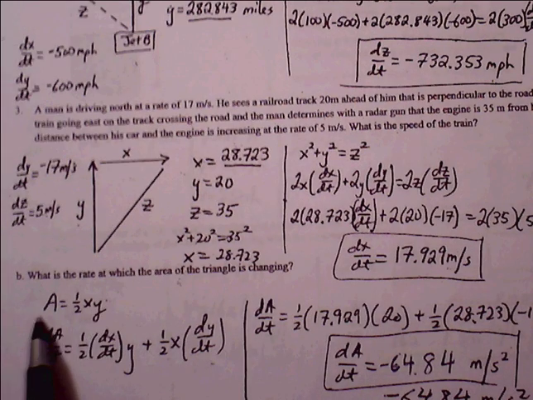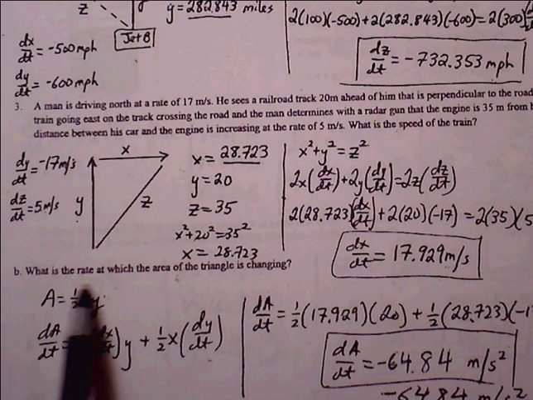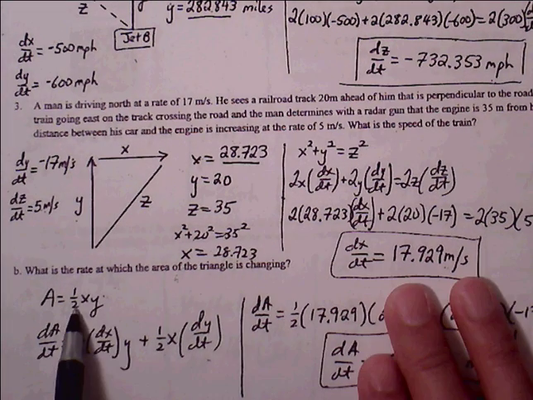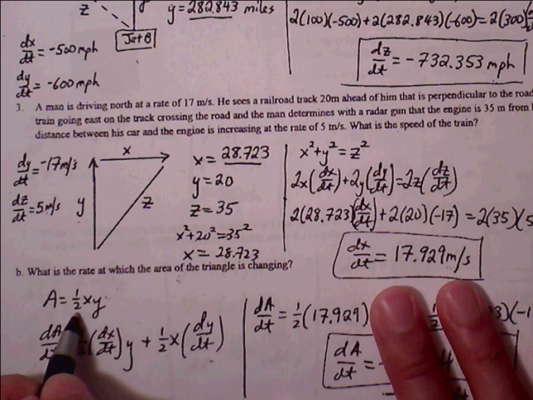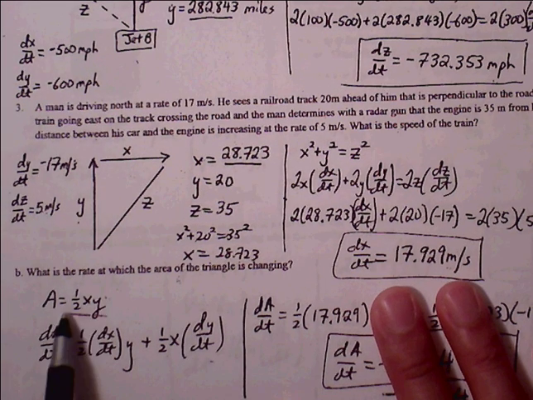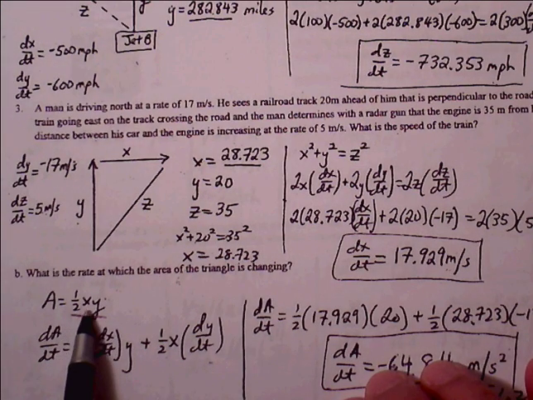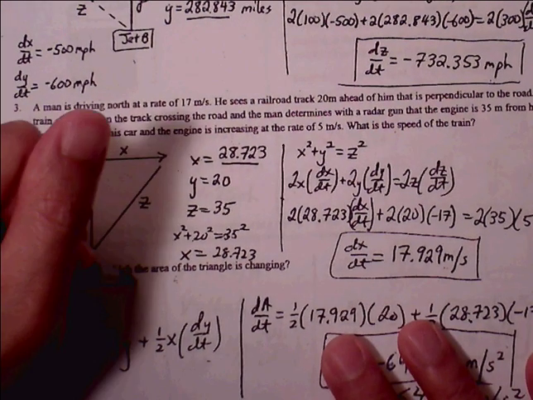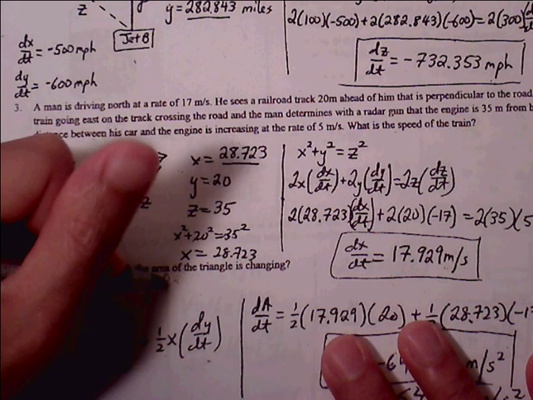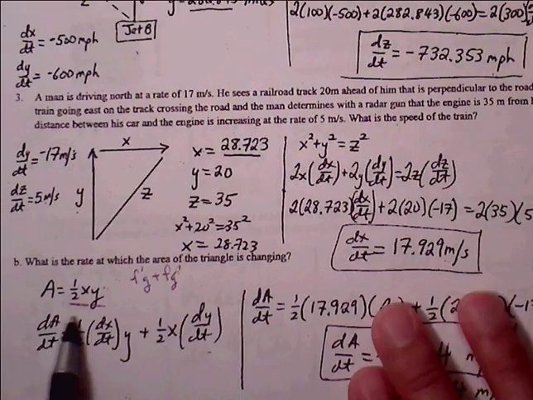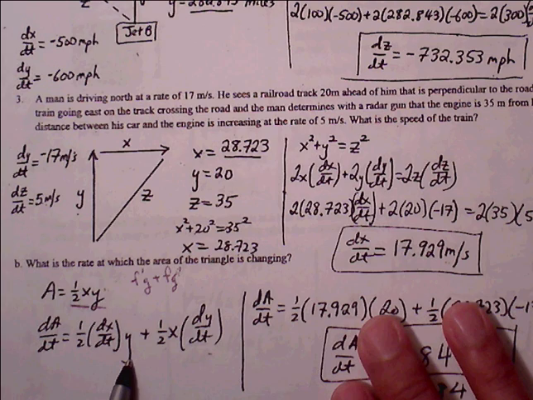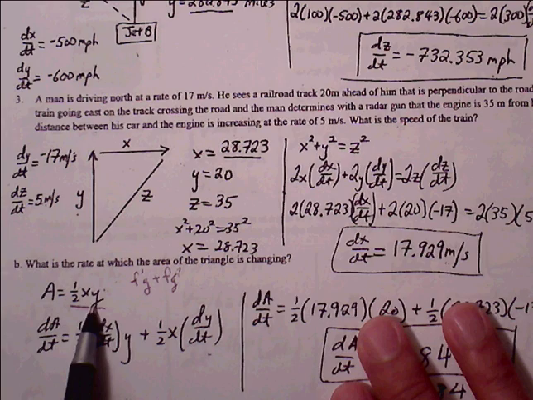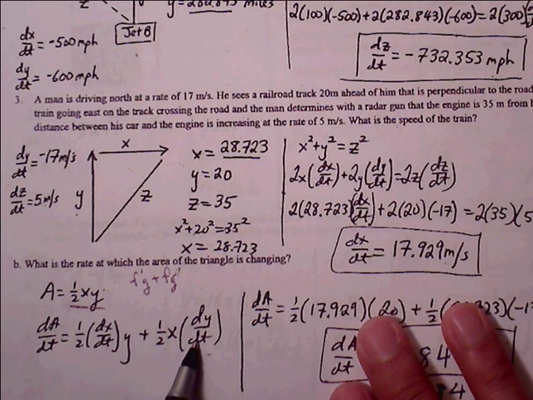We want to find dA/dt, so to find dA/dt, we need to find the derivative. Notice we have two variables, and these two variables are related to one another by multiplication, so we have to go through the product rule. I'll treat 1/2 x as my f, and y as my g. So I go through the product rule, f prime g plus f g prime. f prime is 1/2 dx/dt times g, which is y, plus f, which is 1/2 x, times g prime. The derivative for y is dy/dt.